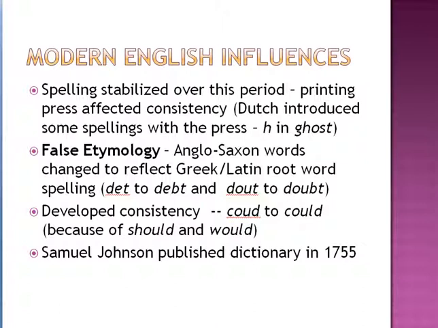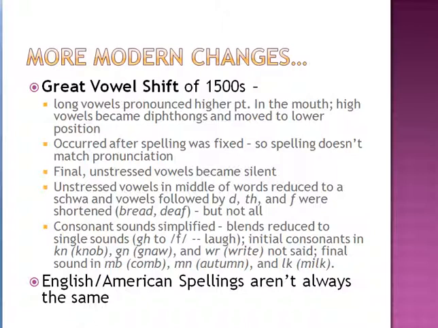There was a lot of reflecting of Greek and Latin roots and making it very consistent within multiple words, using the same word patterns or word families. And actually, a dictionary of words was published in 1755 in modern English. There was a great vowel shift in the 1500s, and this is where I think a lot of our problems come from, because students really have difficulty understanding the vowels and how they all work in words.